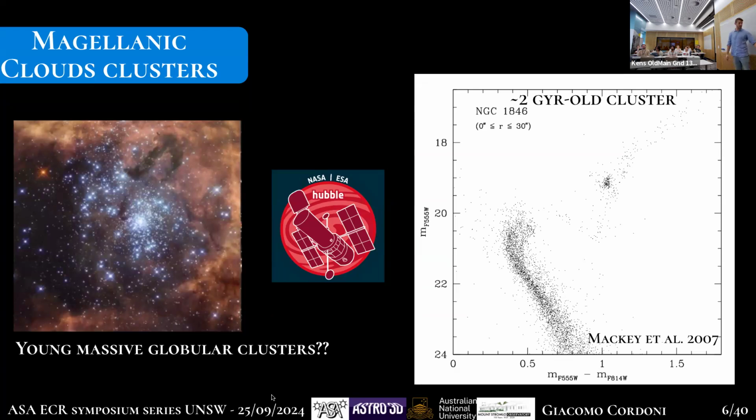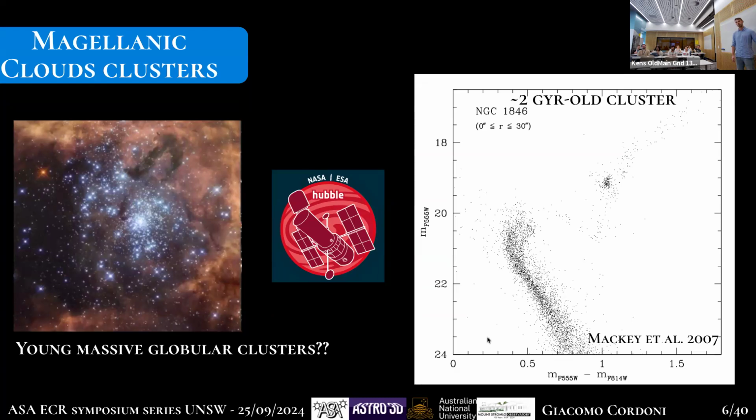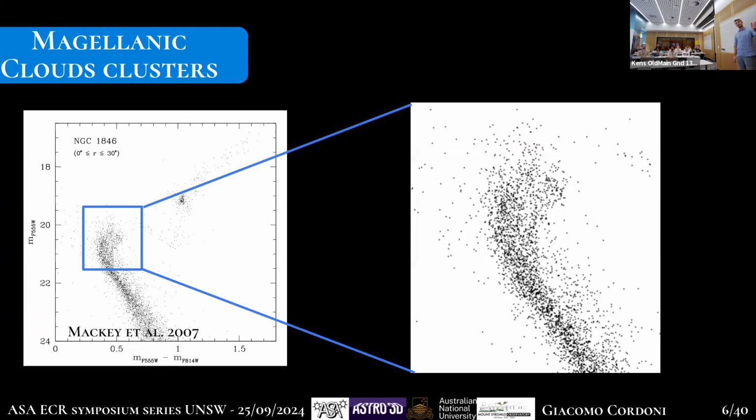You can see that we still see the main sequence. Okay, no cursor, sorry. You can see the main sequence, you can see the turn-off. And if we zoom in a bit on the turn-off, and if you squeeze your eyes a little bit, you probably see that the turn-off is not very narrow. There seem to be two sequences in the turn-off, a bright one and a faint one.